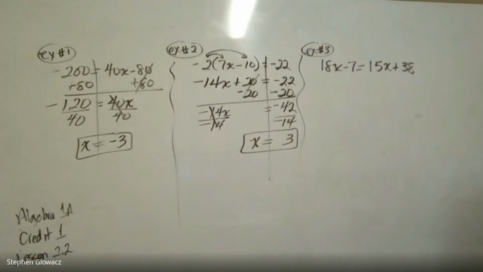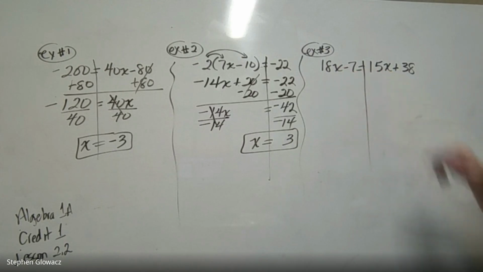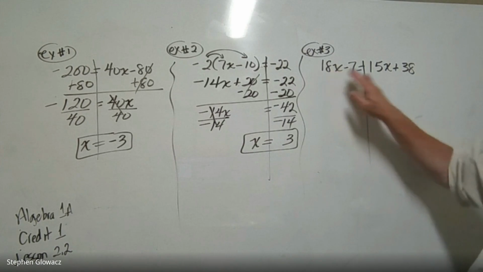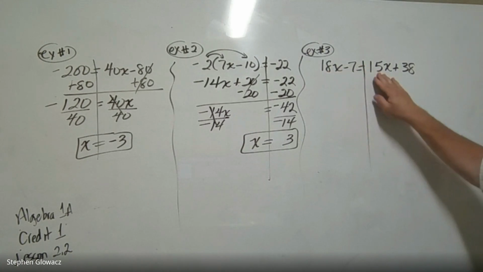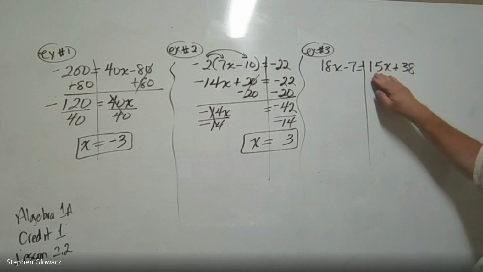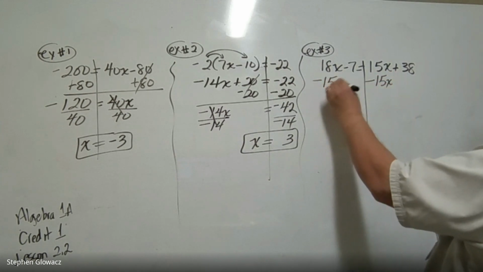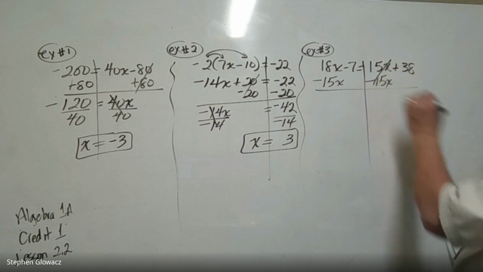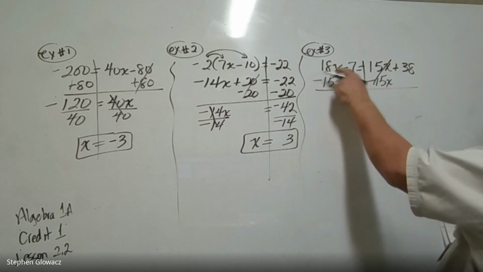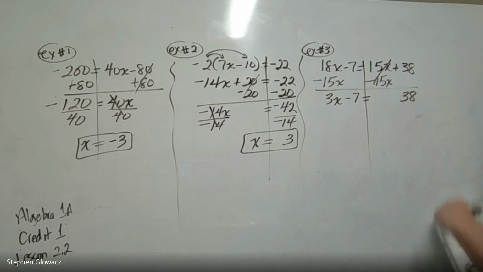Next, we have our example for problem number 3. What we're dealing with here is variables on both sides of the equation. We don't want that, so we need to get rid of one of these x terms. It's a little bit easier if we get rid of the x with the smaller coefficient. Since 15 is smaller than 18, we're going to subtract 15x from both sides of the equation. Notice that we're subtracting because we're not trying to get rid of just the 15, but the entire term 15x. These are opposites, so they cancel out. 18x minus 15x is 3x. We bring down the minus 7 and bring down the 38.